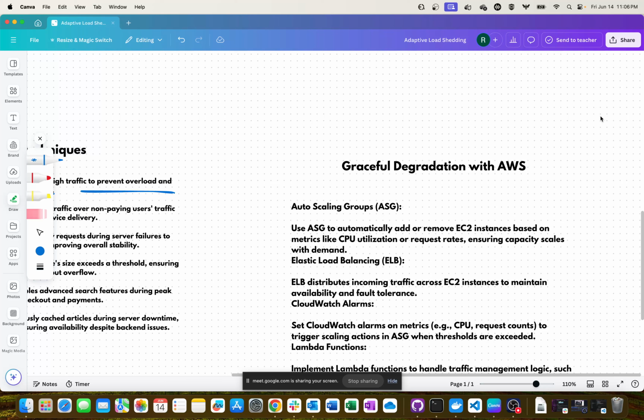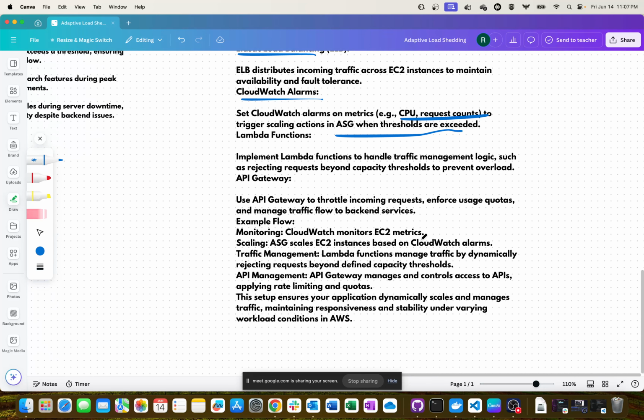The auto scaling group also has metrics in it, for example if I'm hitting 70% of requests, the system is healthy. So each auto scaling group has these metrics that determine if the system is healthy. Based on CloudWatch, you can modify those metrics. Then we have Lambda functions to implement traffic management logic. We have API gateways that can throttle incoming requests and manage traffic flow. So this is an example for monitoring, scaling, traffic management, and API management.